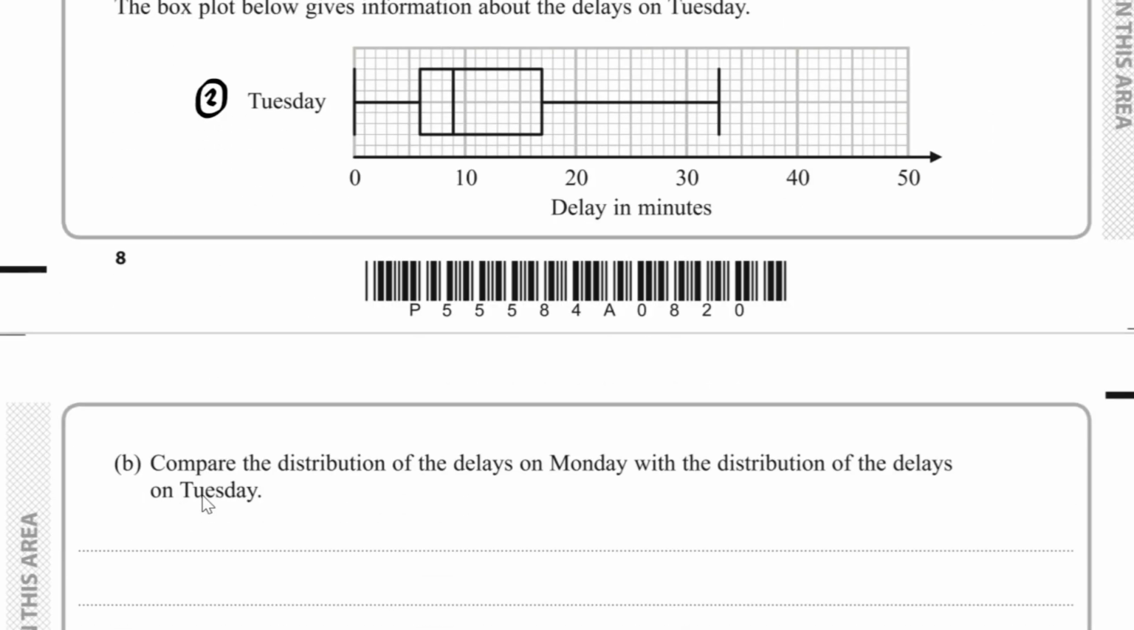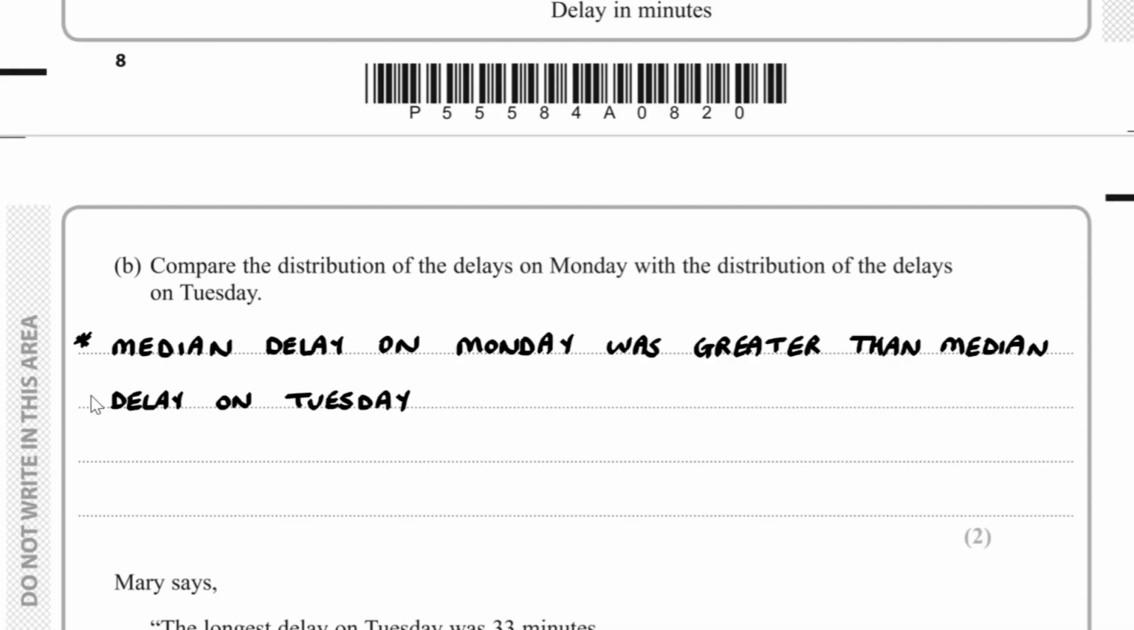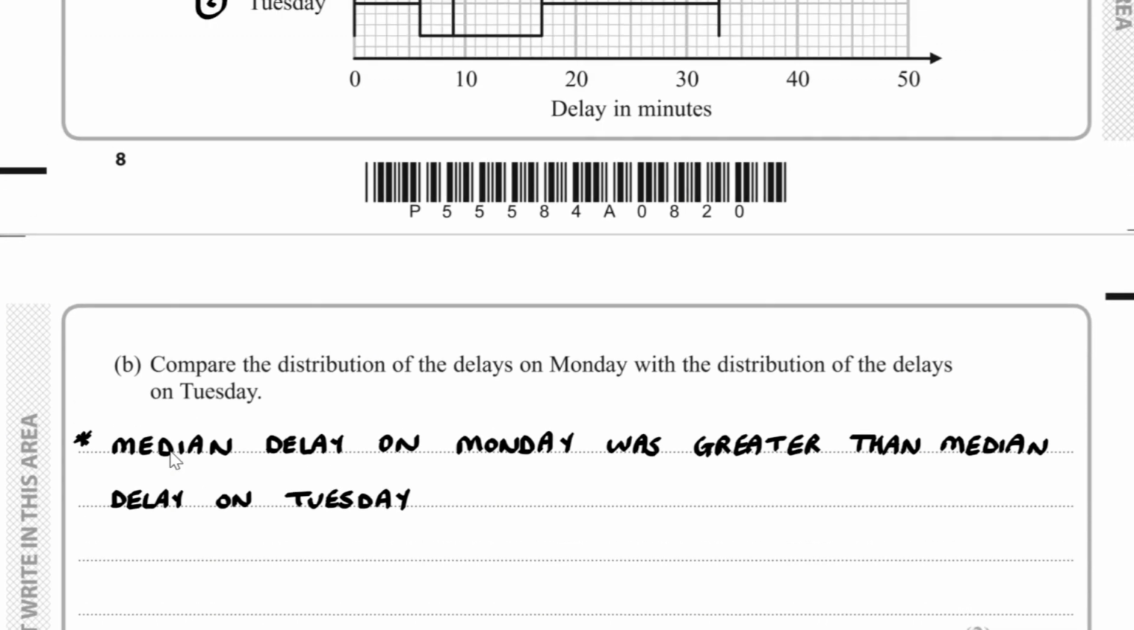So now, if we compare the medians, we can see that the median for Monday is greater than the median for Tuesday. So we've got the median delay on Monday, which was greater than the median delay on Tuesday.